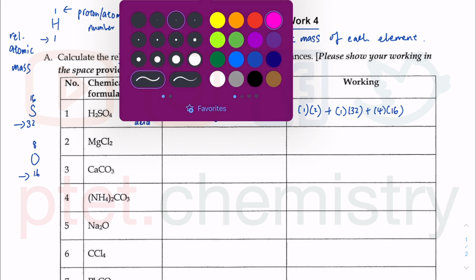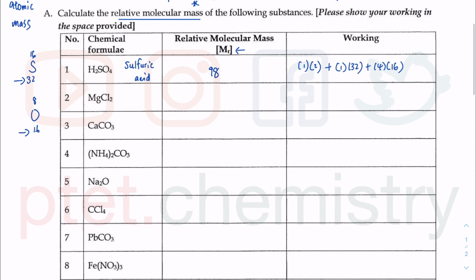Moving on to the next one, this is magnesium chloride. So I hope you know from the previous topic how to name them. This is no longer chlorine because it's Mg2+ and Cl-. Just to remind you how to construct the formula. The charges is the valency, is the combining power. We just take the value.